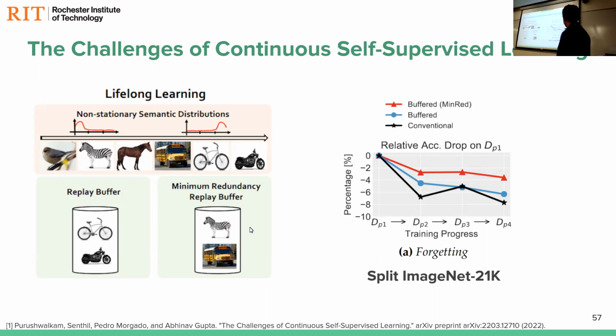And they show that it works better on this split ImageNet 21K data. What they did is, if I have this data set, I could split it into different subsets that are going to have different semantics. So for example, this data P1 could be only animals, and then this data P2 could be only vehicles. So when you train your network going over each of them, you will see that if you use this minimum redundancy way of treating the buffer, you get less decrease in performance over time.